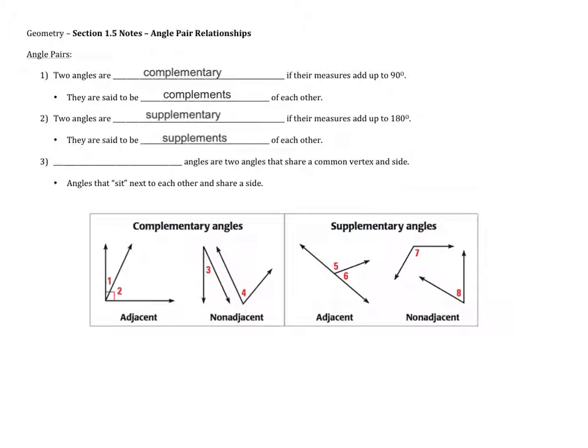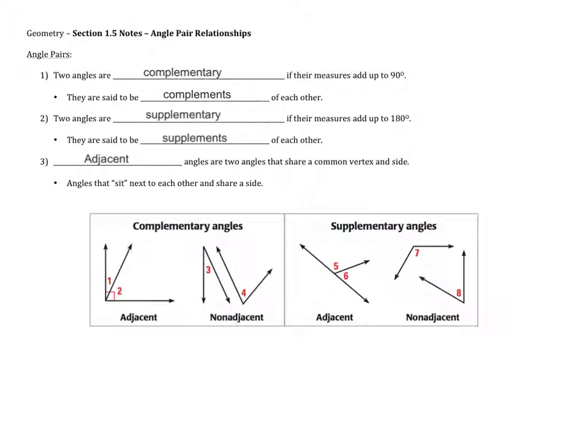The next angle pair we'll talk about are called adjacent angles. Adjacent angles are two angles that share a common vertex and side. Sometimes I think that definition can get a little confusing. So the way I've always thought about it is that adjacent angles are angles that sit next to each other and share a side. So if you look at our diagram here, I've given you some adjacent angles that are either complementary or supplementary, and some non-adjacent ones that are complementary or supplementary.